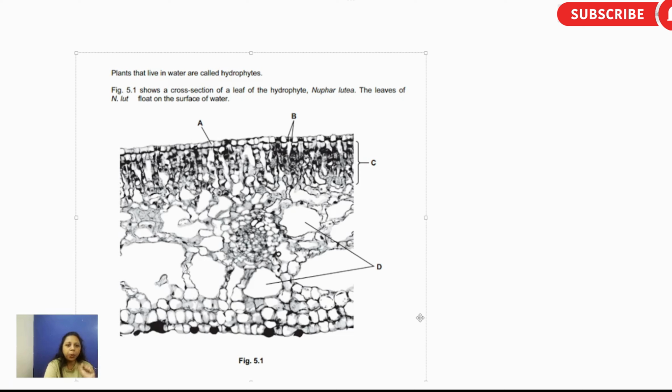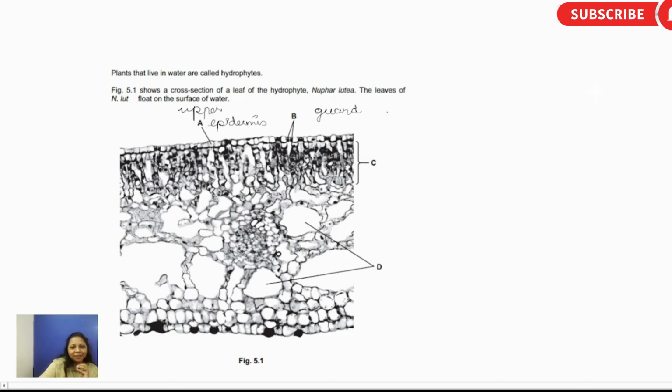Okay, what is A? A is the upper epidermis. What is B? I think B is the cuticle. No, it's not the cuticle. There are two cells here and here. What are these? I'm not sure. These are guard cells.